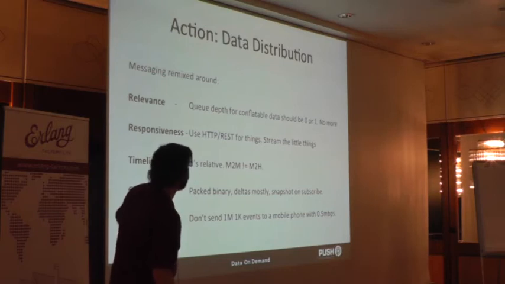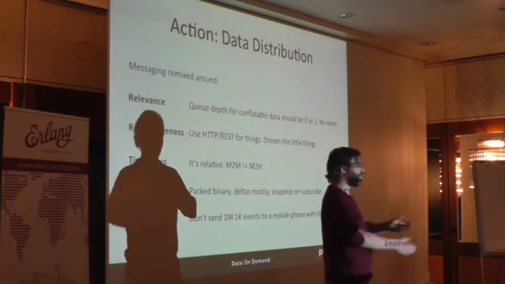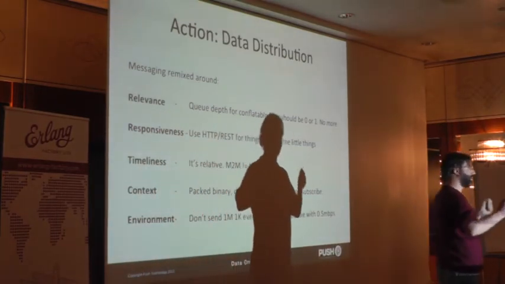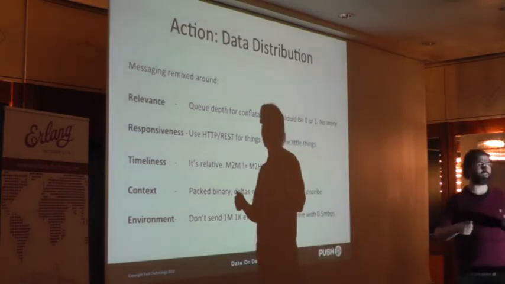Okay? And then context. If I have 100,000 messages, and you're on a 3G network, why should I send you 100,000 messages per second? Right? If you're on a 3G network, you can't receive 100,000 messages per second. That's impossible.